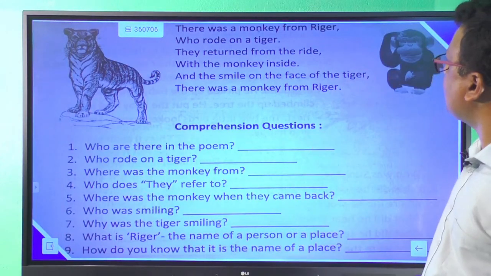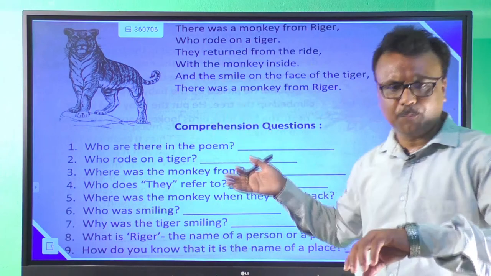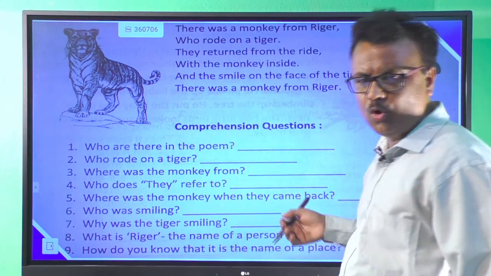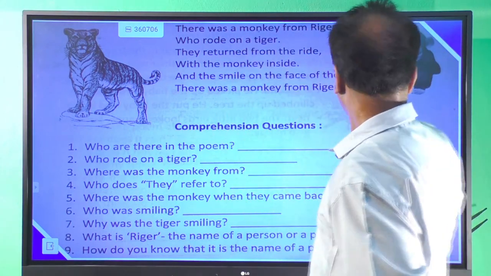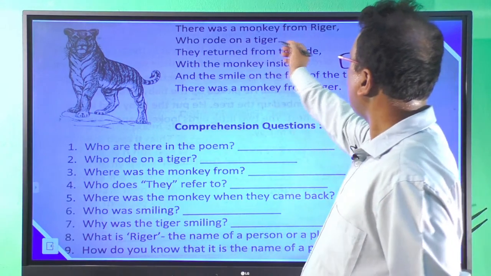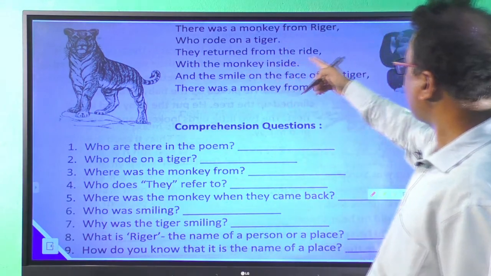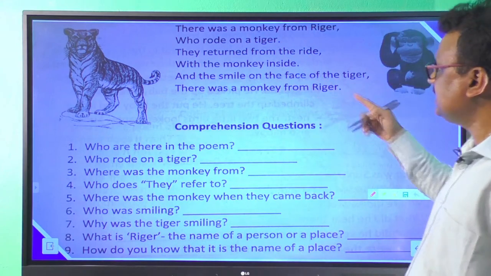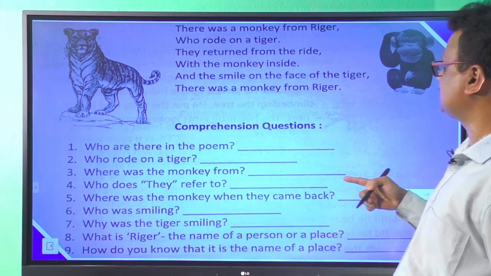There was a monkey from Raigarh. A piece of poem is given here. You have to read them. There was a monkey from Raigarh who rode on a tiger. They returned from the ride with the monkey inside and the smile on the face of the tiger.